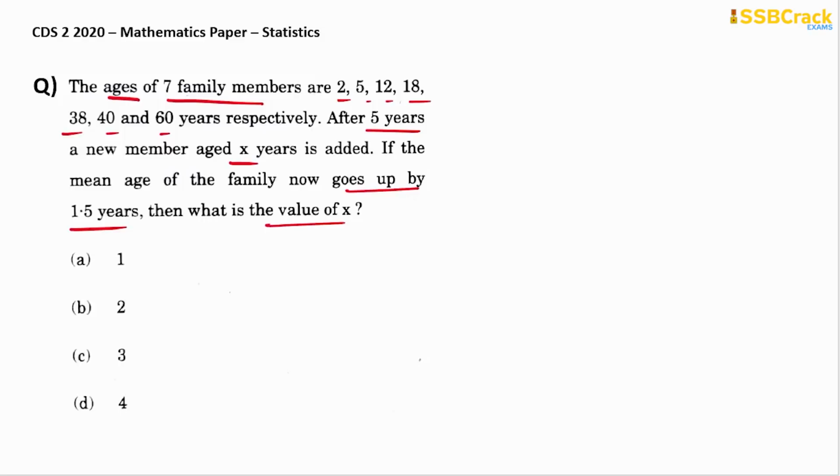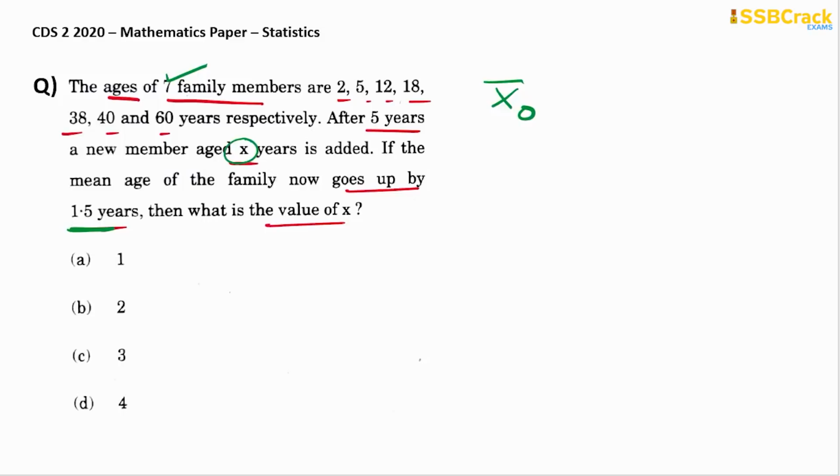You have to first of all know the mean of the original data of 7 family members, and the data is all about the ages that they have given to us. Then after 5 years you have to again list down the mean, for which you will be taking the member with the age X years, and then you have to take the mean with the 1.5 years added to the old mean. So what I do is, first of all, let us write the old mean notation.